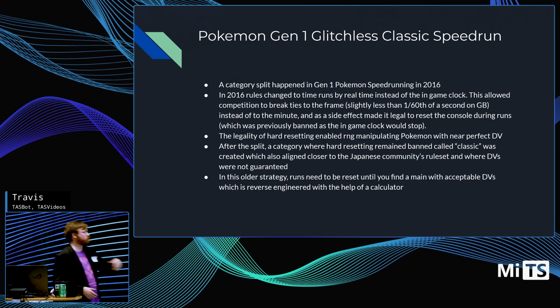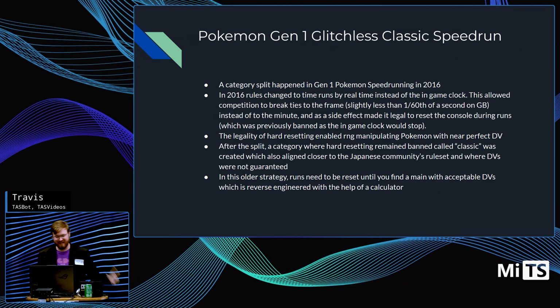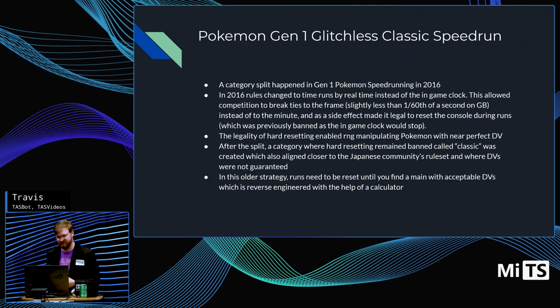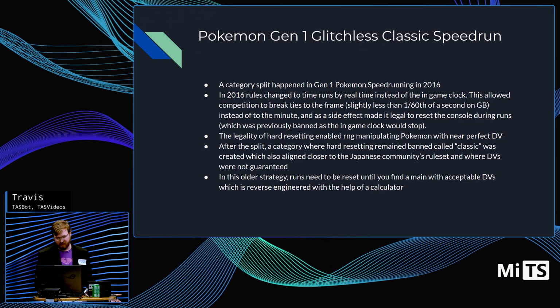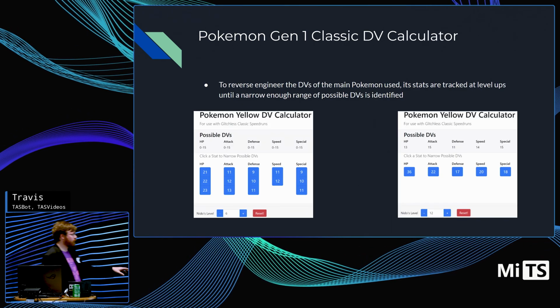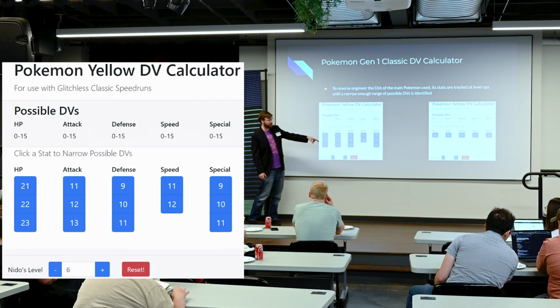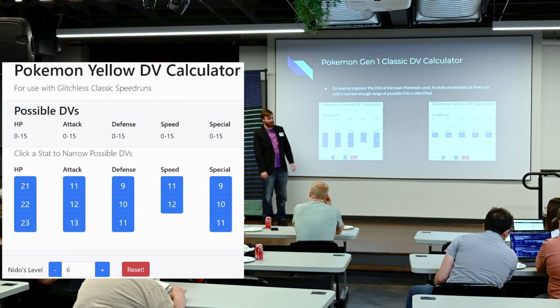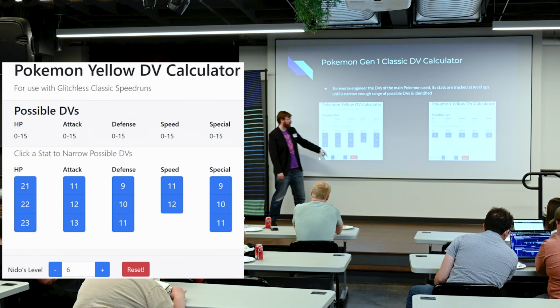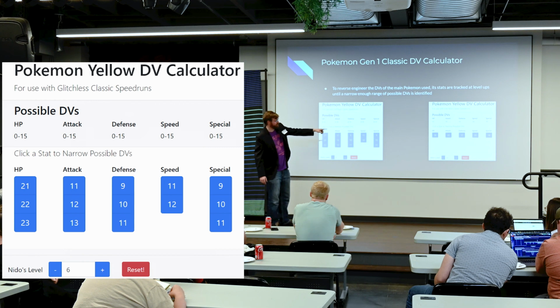So you have to end up resetting the run repeatedly to find one with good enough DVs in the older categories. So we have this calculator here. The calculator shows what possible HP, attack, defense, speed, special stats that you have. And then you click on, I have a Nidoran with 13, 11, 12, 11, and it narrows it down to what your DVs end up being.